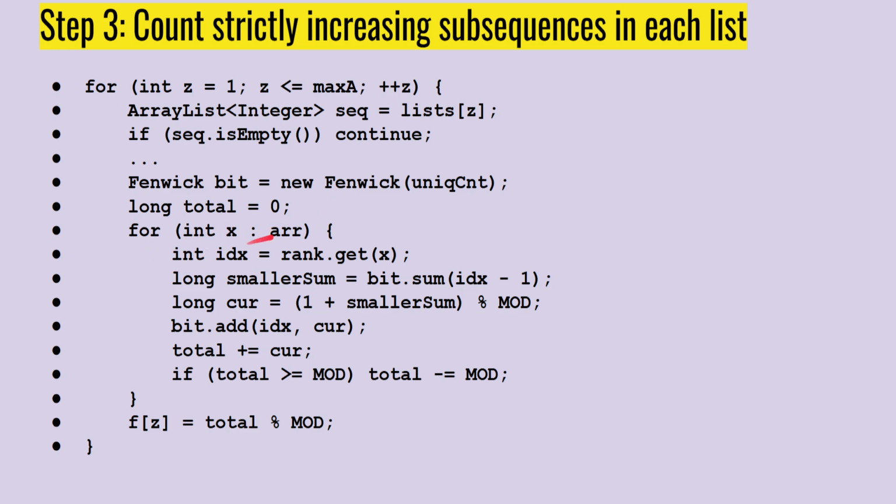For all the array elements, because this is just like a disjoint set, we'll get the rank, and we'll find the smaller sums than the current, and we'll keep adding the element onto the bit. We'll keep adding onto the tree, and similarly we'll find the total. If the total is greater than the mod, we'll take the mod. Then we'll keep updating the bit at z, and we'll find the total. This is the f of z, we can say. We'll find the value.